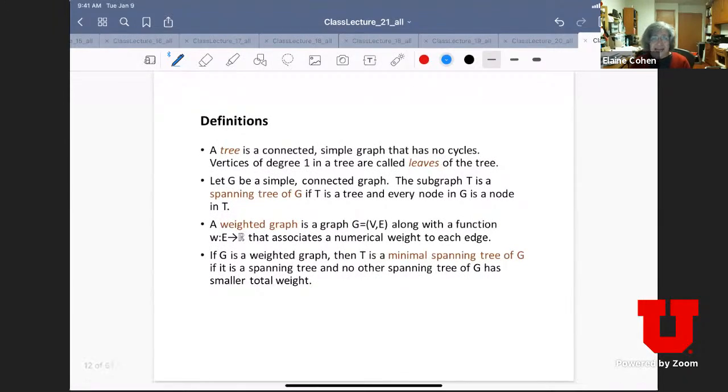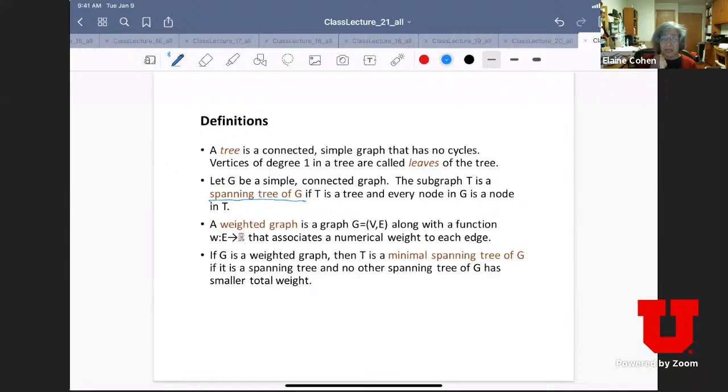Okay. Now we get to the things that computer science loves. Lots of algorithms depend on this kind of thing. A tree is a connected, simple graph that has no cycles. Vertices of degree 1 in the tree are called the leaves of the tree. If G is a simple connected graph, a subgraph T is called a spanning tree of G if, first, it's a tree and it touches every node in G. Every node in G is a node in T. Okay, it's a spanning tree.